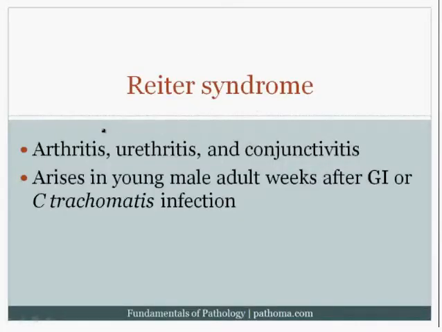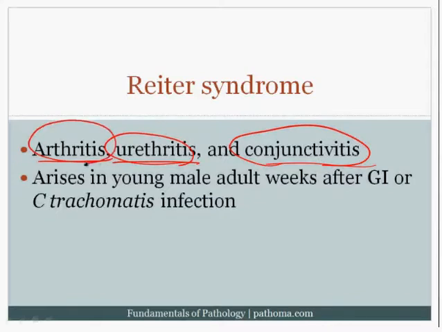The second of the seronegative spondyloarthropathies is Reiter syndrome. This presents as arthritis, urethritis, and conjunctivitis, and so the classic mnemonic is can't see, can't pee, and can't climb a tree.